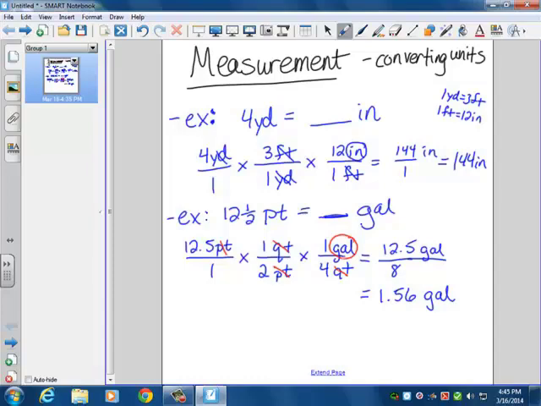1.56 gallons. Okay, and you know, that sounds maybe about right if I think about a gallon of milk, 1.5 of those. Think about a little pint of milk. You know, it should be definitely smaller.